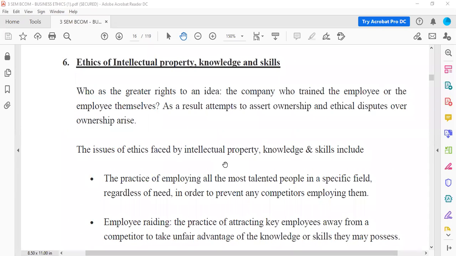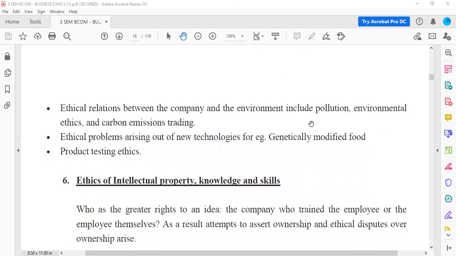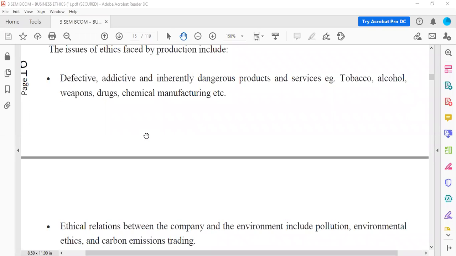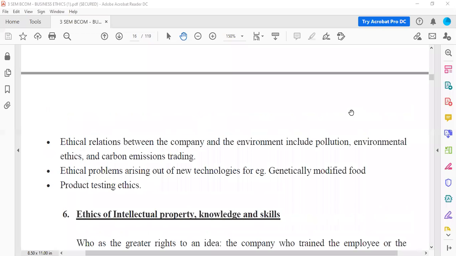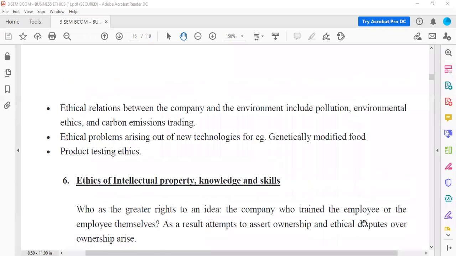Now coming to ethics of intellectual property, knowledge and skills. Before getting into this point, do you have any doubts until here? Can I continue? Okay.